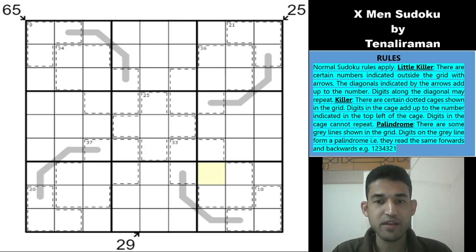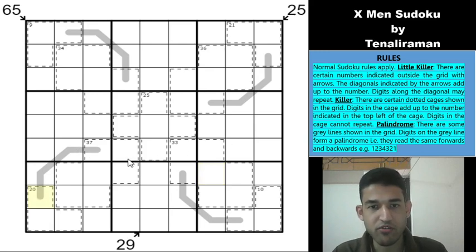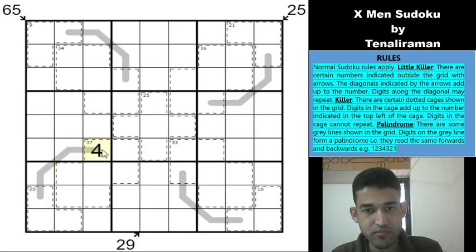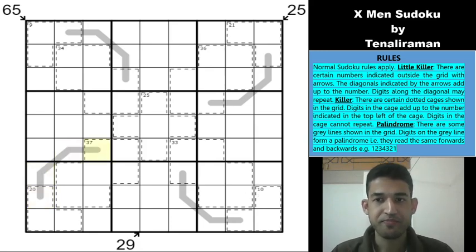And finally we have the palindrome part. There are some gray lines in the grid, 4 gray lines to be precise, and the digits read the same in both directions on these gray lines. So for example, if you have a 4 and a 2 here, then the first and the second cell starting at the other end of the line will also be a 4 and a 2, so that it becomes a palindrome, and it is the same when read either way, 4 2 2 4. So these are the rules. And with that, we'll start solving this Sudoku by Tenali Raman.